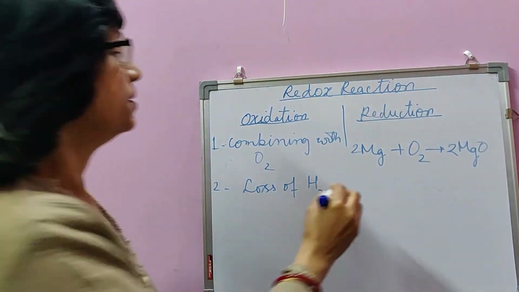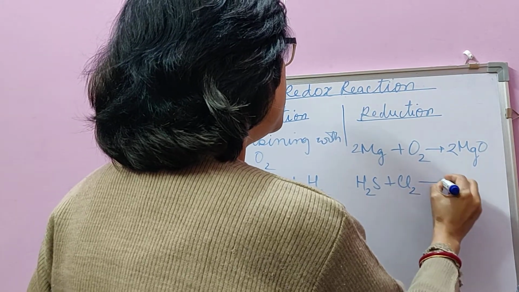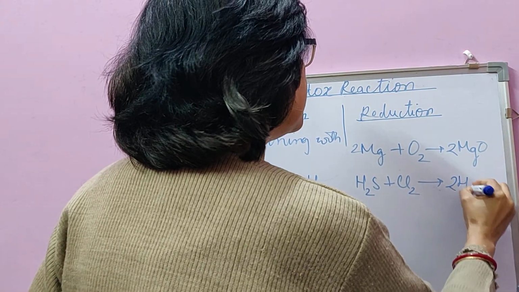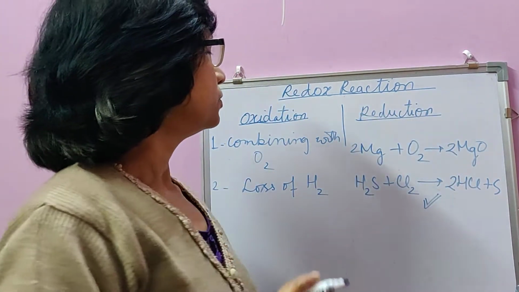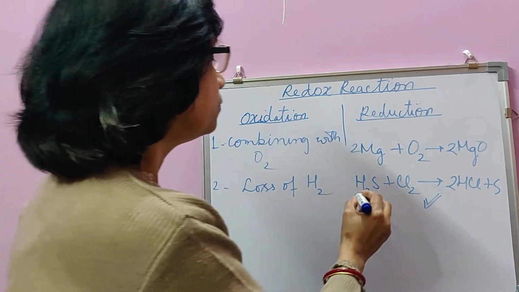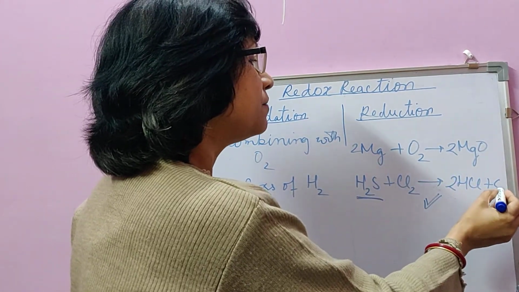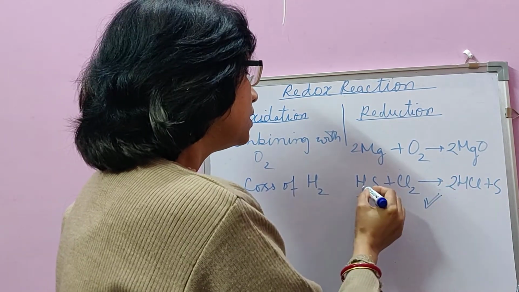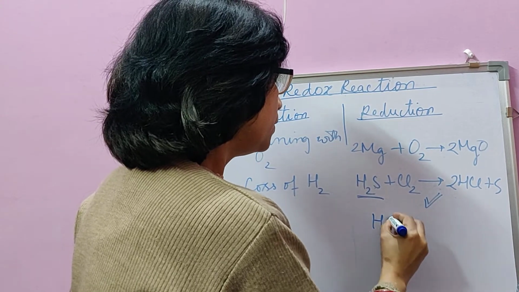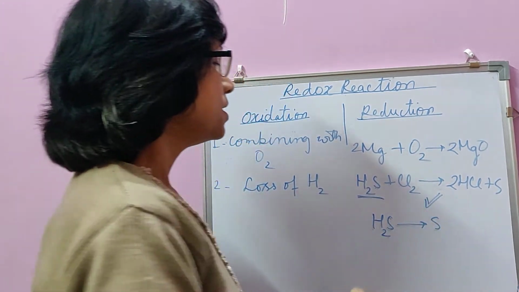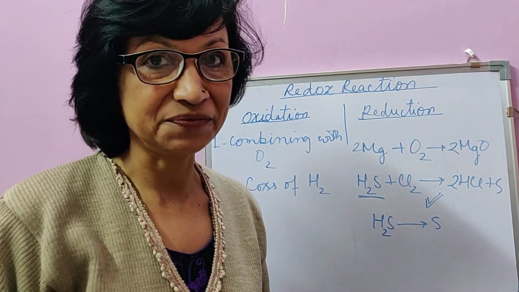But H2S plus Cl2 to give 2HCl plus S is also an oxidation reaction. How? Because from hydrogen sulfide, hydrogen is removed and sulfur becomes free. It means it lost hydrogen to become sulfur. So the process of H2S to S is also an example of oxidation reaction.